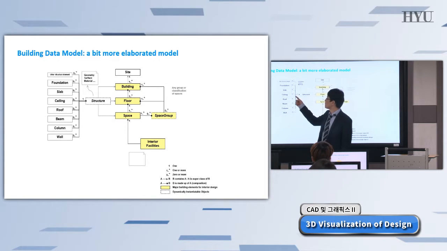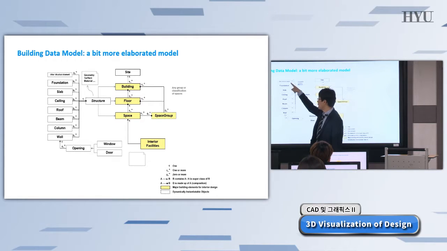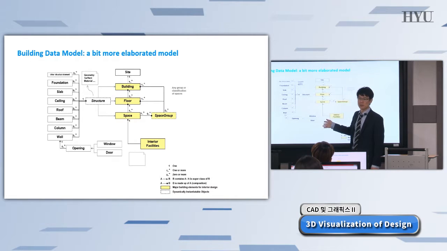But how about this? Foundation, slab, ceiling, roof, beam, column, wall, opening, window, doors. All of them are physical design elements of a building. And they are so-called structure. One structure has one or many of those sub-physical building elements, okay? They are all about physical components of a building, structuring the building. So this type of information relationship is one of the simple representations for a building. So this is your approach actually, okay?